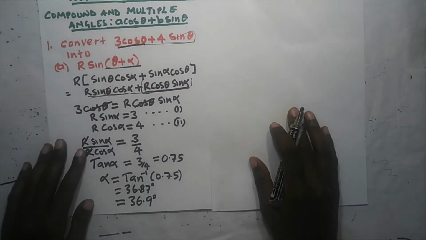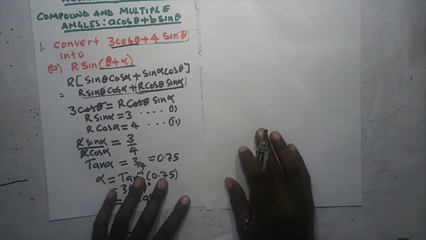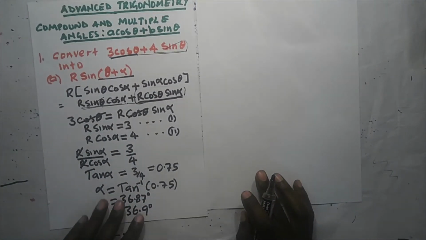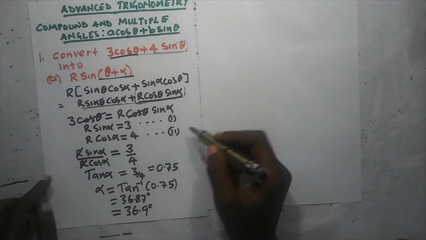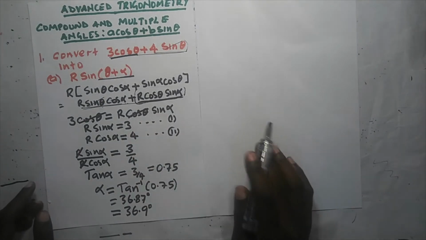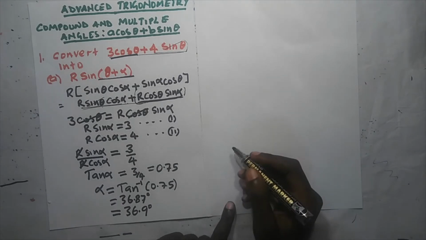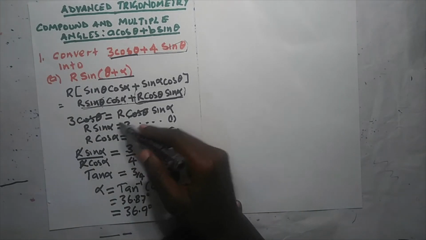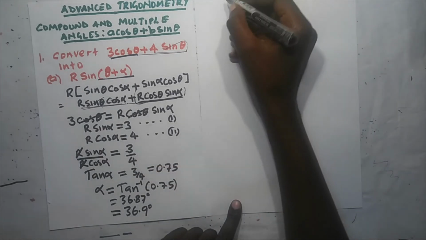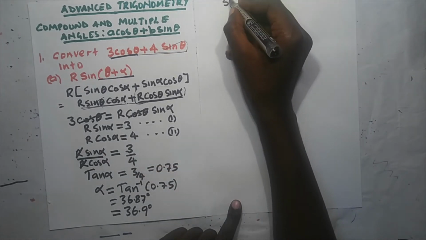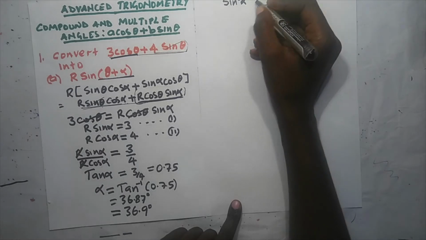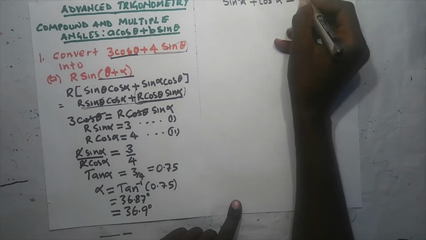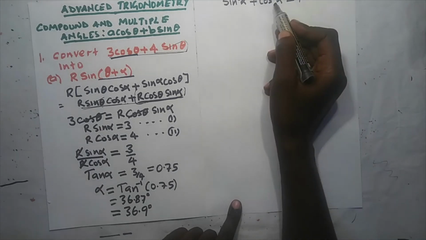Now that we have our angle, we can find our r. We can find r by using the two equations that we have, equation 1 and equation 2, and here is how. For us to find r, we are going to use this identity: sine squared alpha plus cos squared alpha is equal to 1. So sine squared plus cos squared is equal to 1.